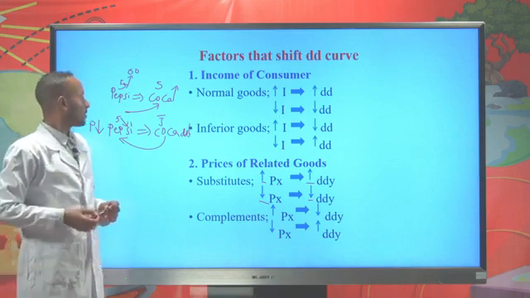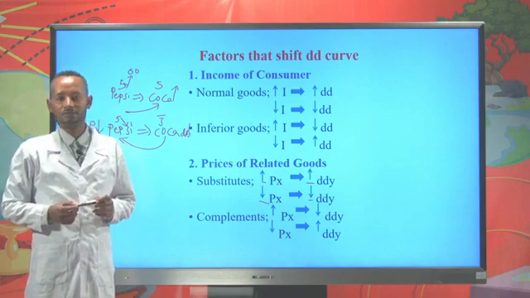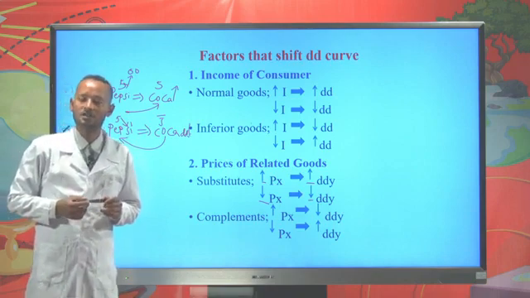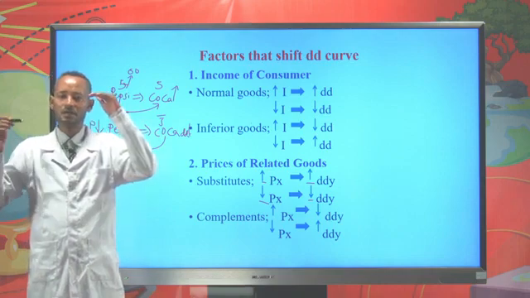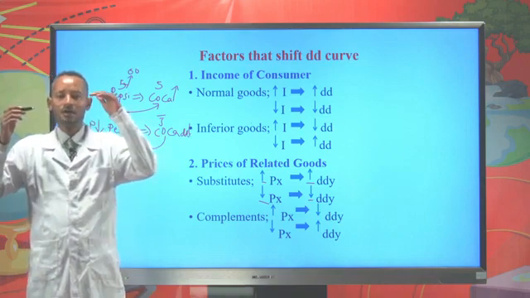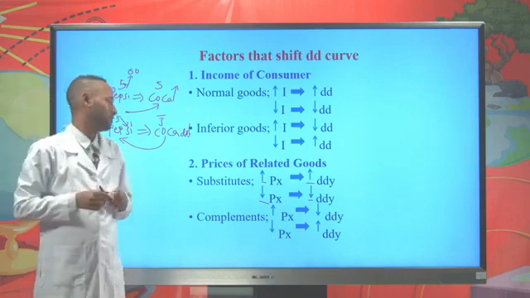Another example of substitutes is injera and bread. If injera and bread are substitutes, a rise in the price of injera will increase the demand for bread, and a fall in the price of injera will decrease the demand for bread.